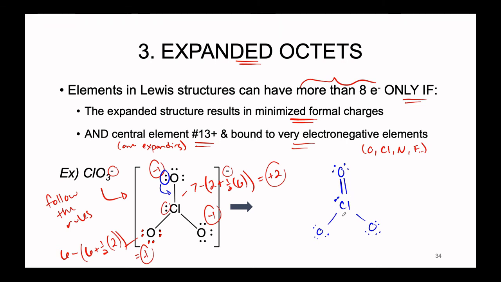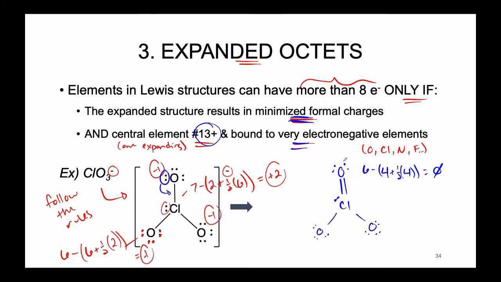However, we can expand its octet because we are trying to minimize the formal charge. In addition, chlorine is greater than element number 13 on the periodic table, and it's bound to a bunch of oxygens, which are very electronegative. So each of these 3 points that must be true are true, and we're trying to fix this structure. We're trying to make it better, more stable. All right, so the formal charge now on our oxygen, we can calculate: 6 minus total lone pair electrons, which is 4, plus 1/2 also of 4, gives us a total of 0.